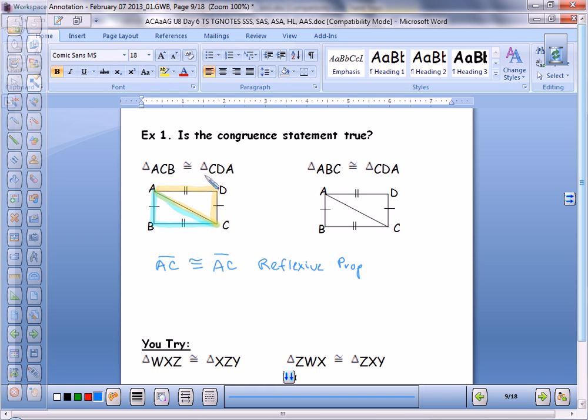Angle A of this triangle corresponds to what angle on the other one? C. So check, that one works. Then we went to angle C. Angle C here would correspond to which angle? Angle A. So C to A, uh-oh. So it should be triangle CAD, wouldn't it? So this statement was not correct.